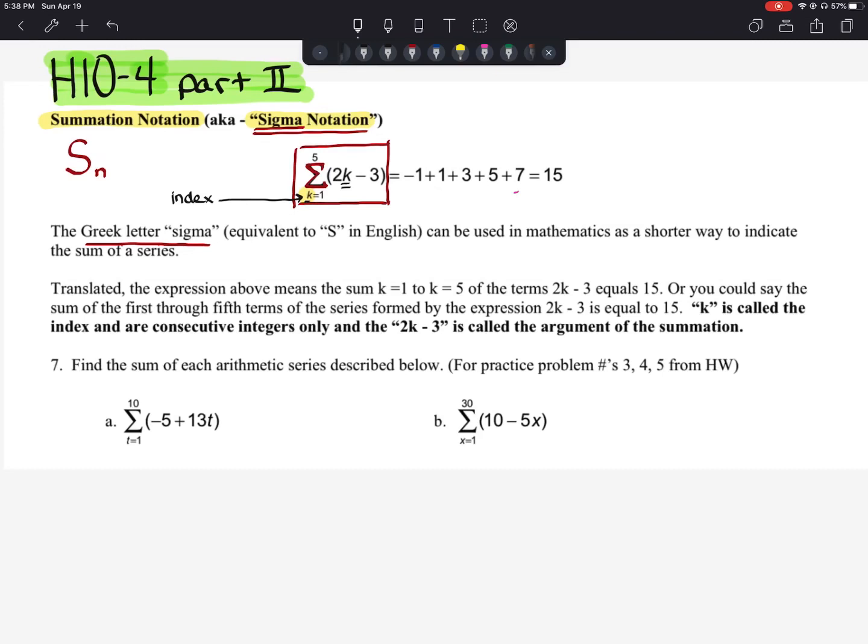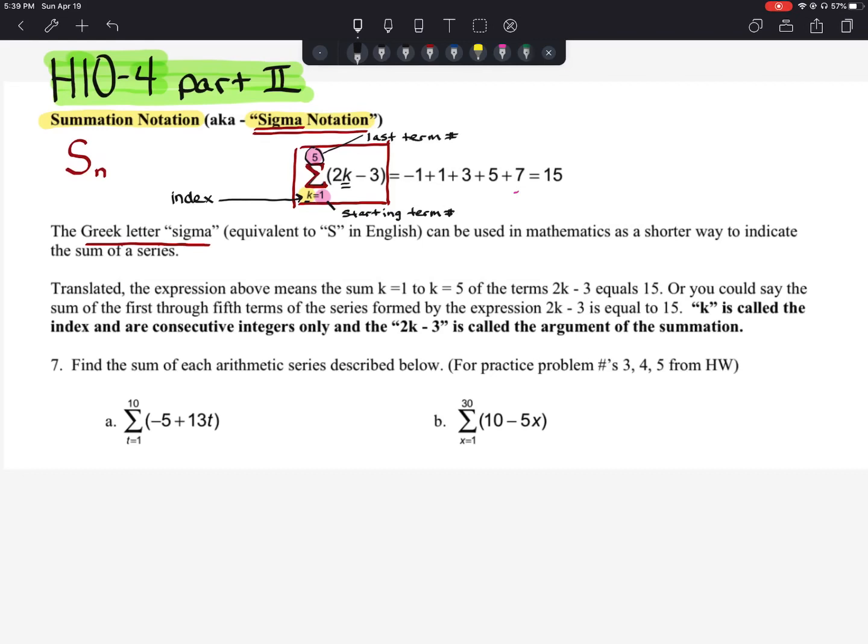Now, some of the other characteristics: you'll see K equals a number, and then there's a number above sigma as well, right? We've got a 1 down here, and we've got a 5 up here. So this is telling you the term numbers that you're going to be putting together in your series. We're going to be finding the sum from the first term in the series. So this is where we start, our starting term number. And then this would be our ending term number, our last term number in the series that we're adding together.